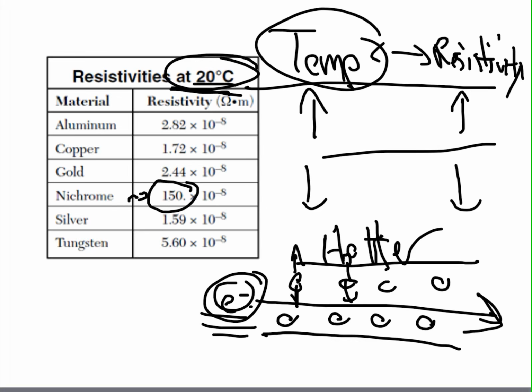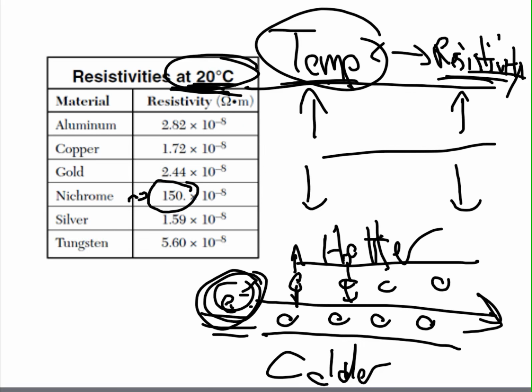which would mean more resistance. If this is colder, these things are going to be moving slower, and it would make it much easier for this guy, again, to get from point A to point B. So, temperature, directly related to resistivity.